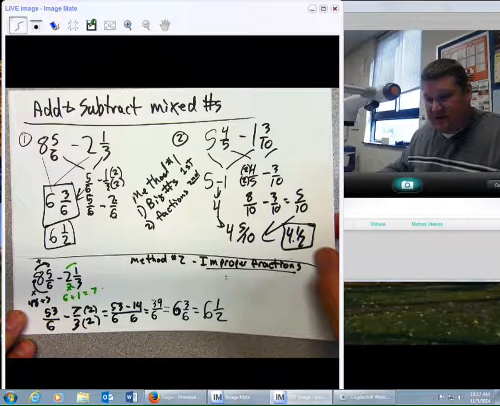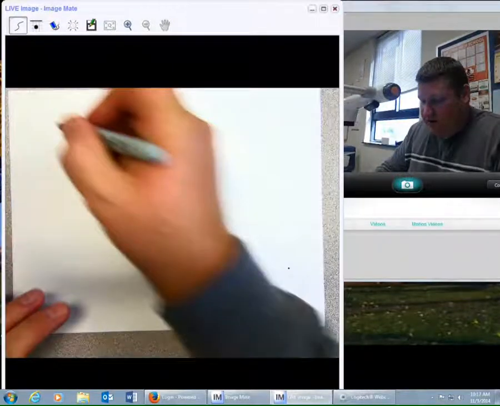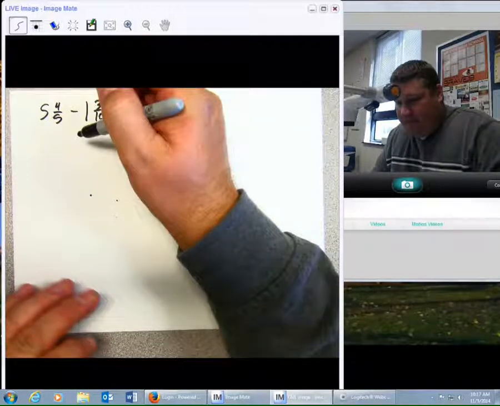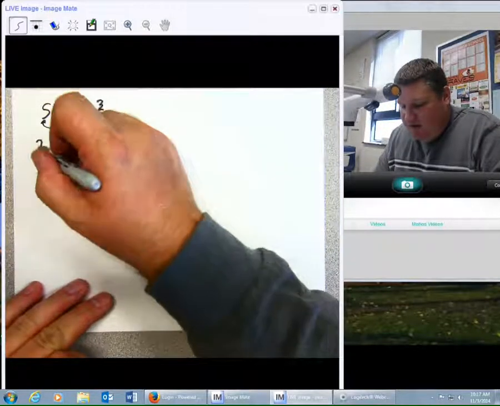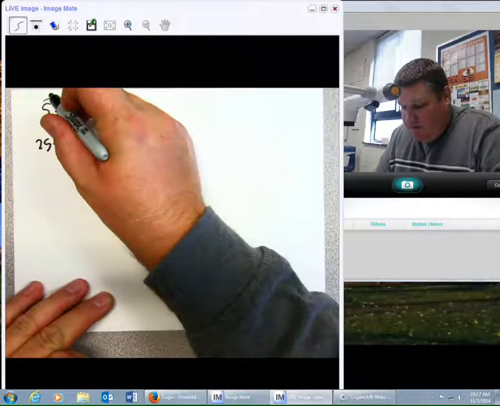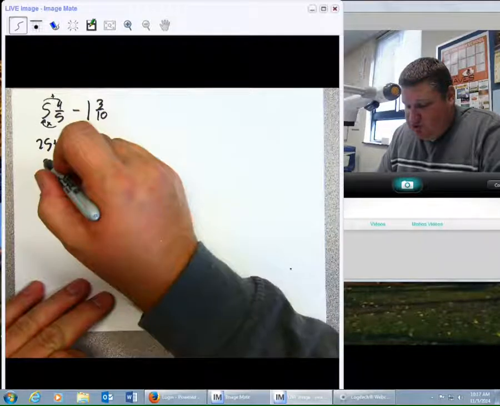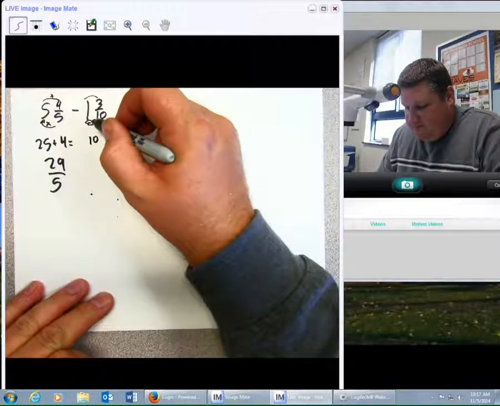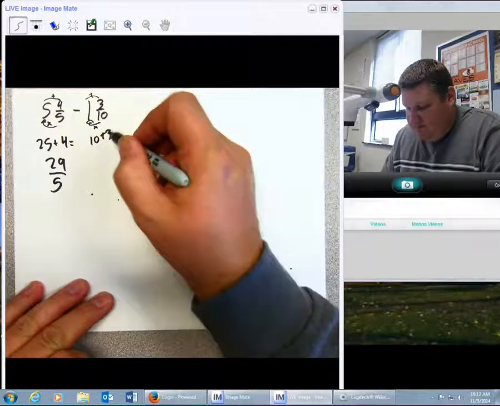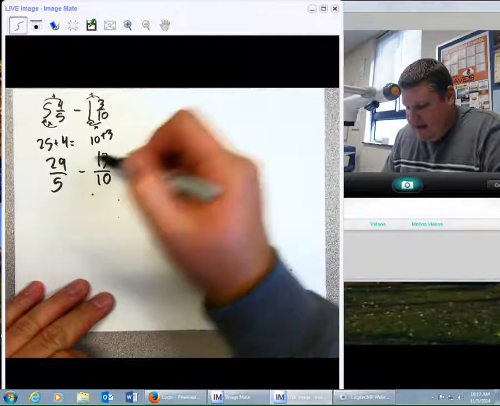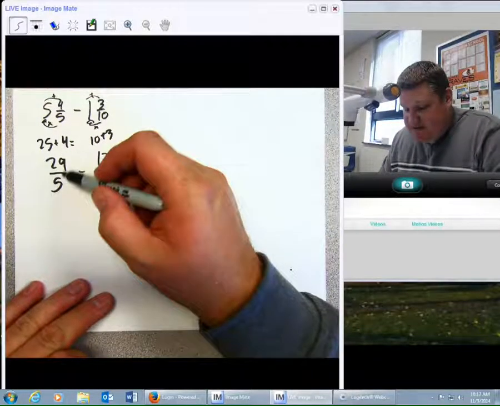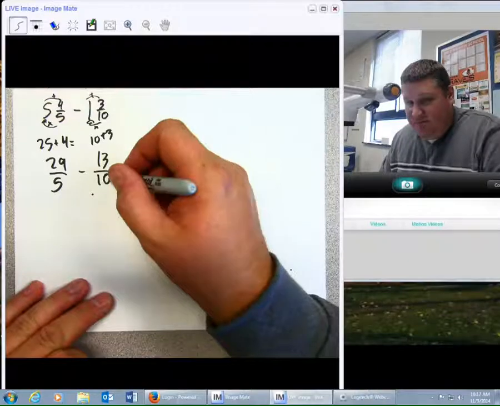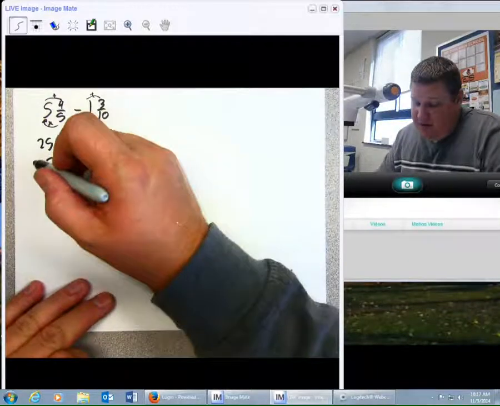Let's do it again, but let's do it with our other values. 5 and 4/5 minus 1 and 3/10. Okay, so 5 times 5 is 25, plus 4 more, equals 29 over 5. 1 times 10 is 10, plus 3 more is 13 over 10. Now again, I can't subtract because I have 5s and 10s. So how do I change either a 10 into a 5 or a 5 into a 10? Well, I can't make a big number smaller. I got to make the small number bigger. So I'm going to go 2 and 2.